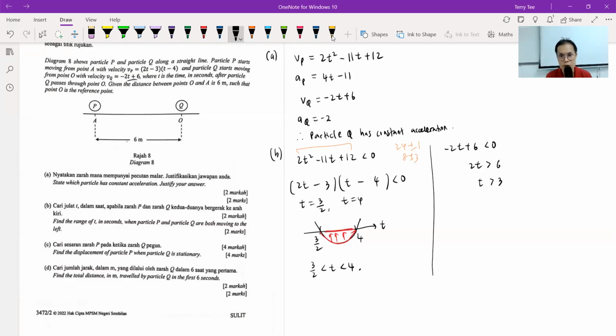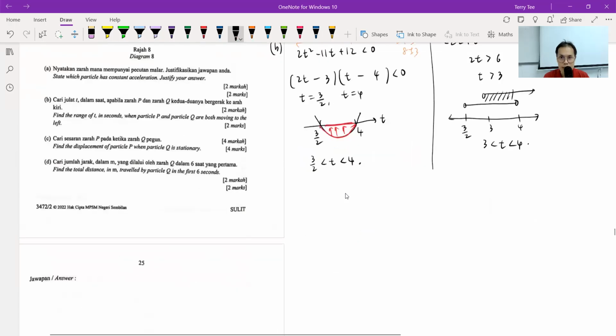So we can combine these two. We can see the first one, right? The t values between 3 over 2 and 4. The second one, t value is more than 3. So the overlapping region is this. So your t value should be between 3 and 4. Yeah, the range of values of t is 3 to 4. All right, next one.